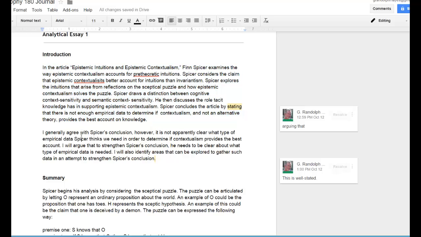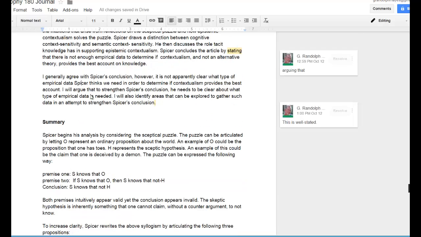So what this person achieved, and this is actually his first analysis in epistemology, this author's name is Spicer, he wrote, I generally agree with Spicer's conclusion. Really never need to say this, by the way. You never need to tell me what you agree with anywhere at all. It's okay, but it's not telling me anything interesting usually.